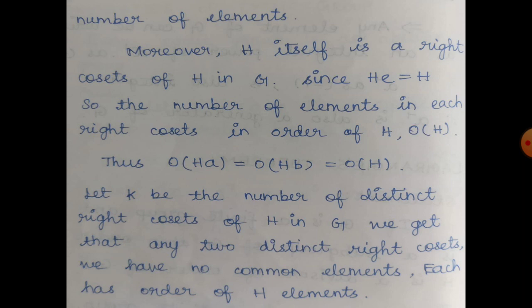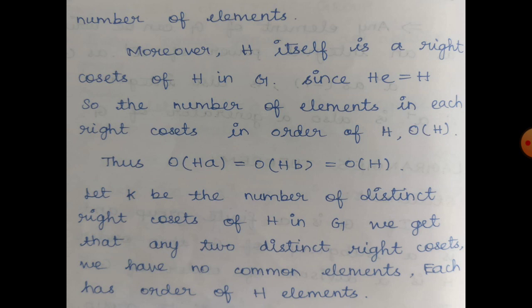HA and HB have the same number of elements, but the elements are not the same. Suppose in HA we have the elements 3 and 4 and in HB we have the elements 5 and 6, which means both HA and HB have the same number of elements but not the same elements. So easily we can say order of HA is equal to 2, order of HB is also 2. Using that only, we can say order of HA is equal to order of HB is equal to order of H.